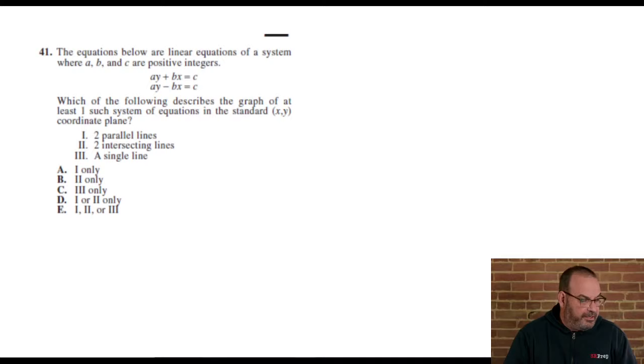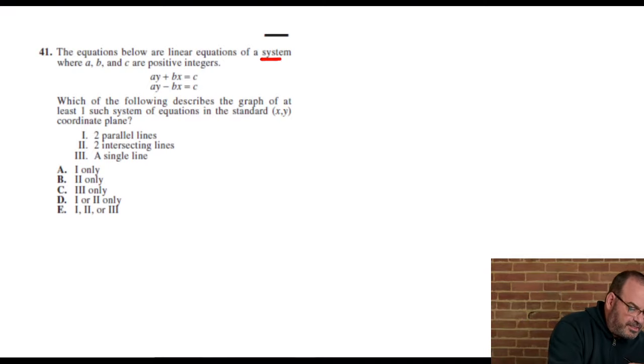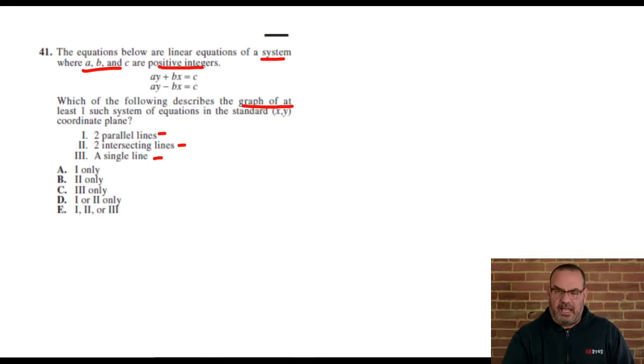All right, we've got 2 final questions coming in here. This is only going to be a short lesson, and this is a classic. The equations below are linear equations of a system where a, b, and c are positive integers. Which of the following describes the graph of such a system of equations? Parallel lines, intersecting lines, or a single line. A single line would be that the slopes are the same and the y-intercepts are the same. Parallel lines are when the slopes are the same and the y-intercepts are different.